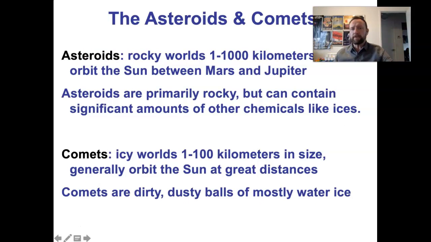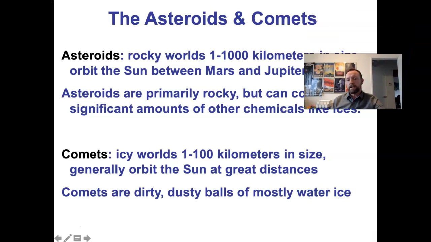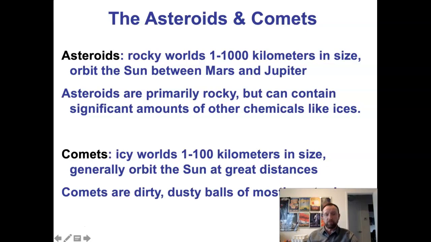What about the asteroids and the comets? I keep talking about them, but what are they? Well, asteroids are essentially big rocks, so they're like mountains floating around, orbiting around the sun. A typical asteroid's between 1 and 1,000 kilometers in size. Most of them are orbiting in between Mars and Jupiter out there in the asteroid belt, although not all of them.